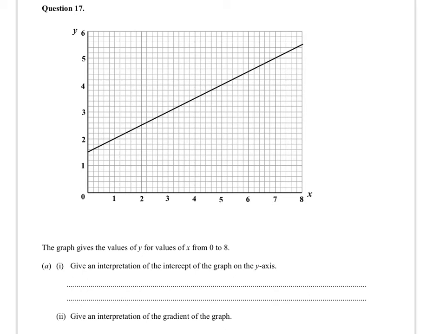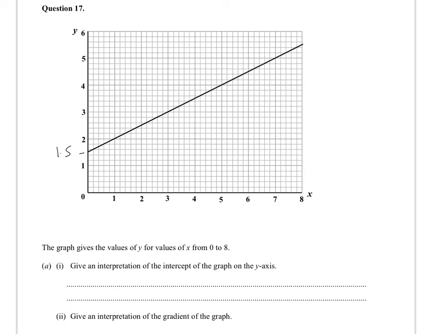Question 17. We have a graph here, and it says the graph gives the values of y for the values of x from 0 to 8. A says, give an interpretation of the intercept of the graph on the y-axis. Well, where it intercepts the y-axis is halfway between 1 and 2, so that's at 1.5. So our y-intercept is 1.5.